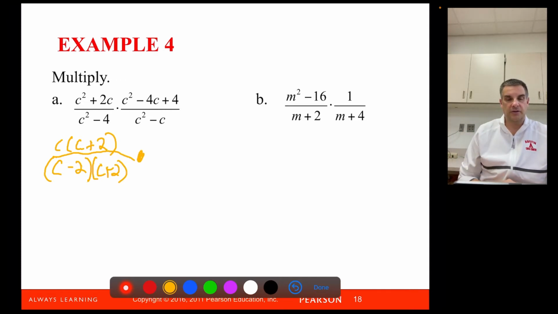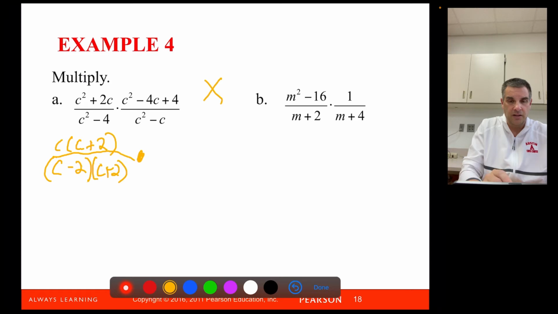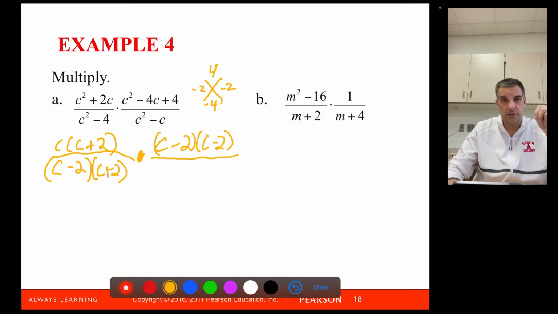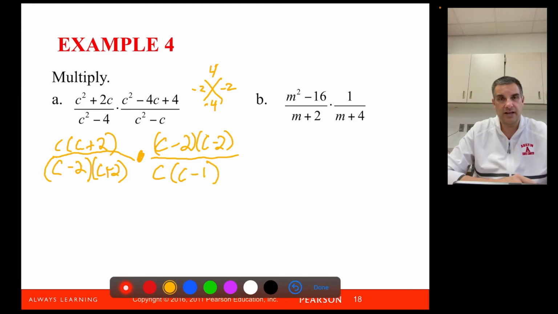So the first one is factored. Times. I'm going to factor the second set. I've got a trinomial. Since it's a trinomial, I have to do the x thing. 4 goes on the top, negative 4 on the bottom. So negative 2 and negative 2. So it's c minus 2 times c minus 2. On the bottom, two terms, I look for a GCF. GCF is c, so I take out a c. That leaves me with c minus 1. So now I've got everything factored.